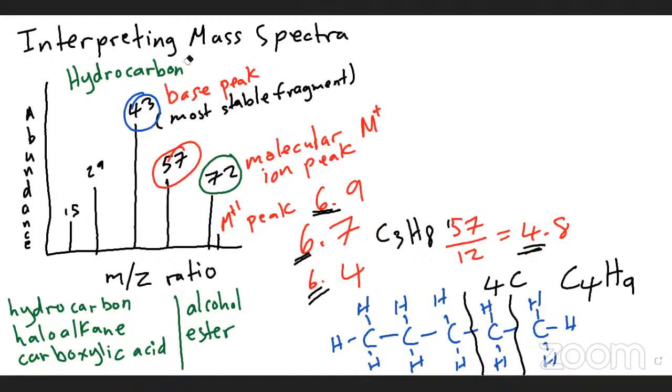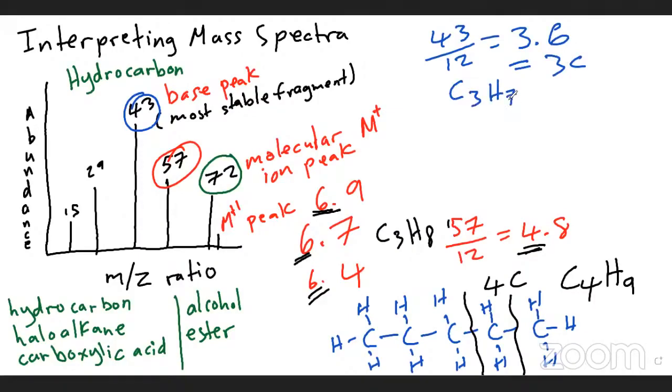All right, so to move a little quicker now, it's just 43 divided by 12. You will get 3 point something. Let me check 3 point how much. That is 3.6. Again, you do not round off. It is 3 carbons. So that means this would be C3H7. Right? And these formulas we always put a positive sign on them.